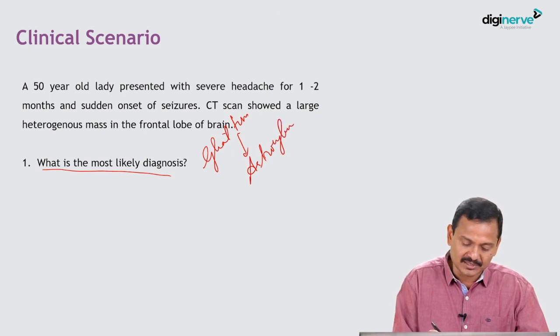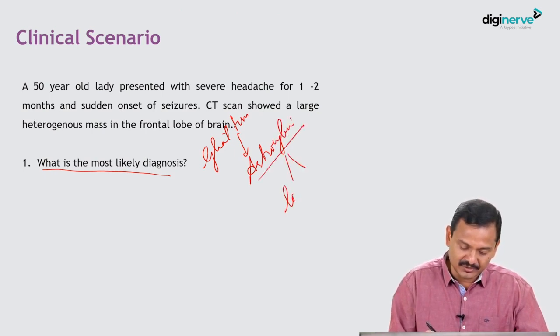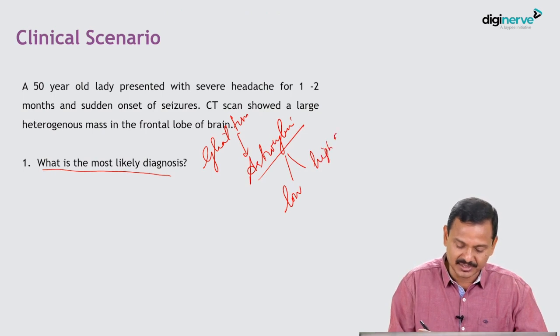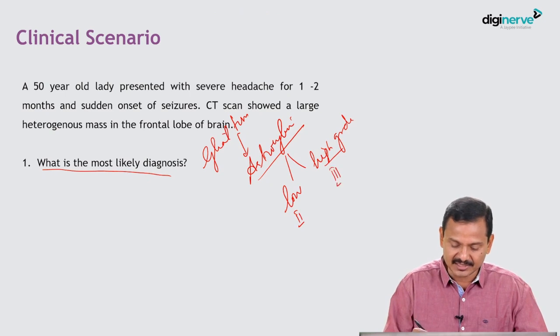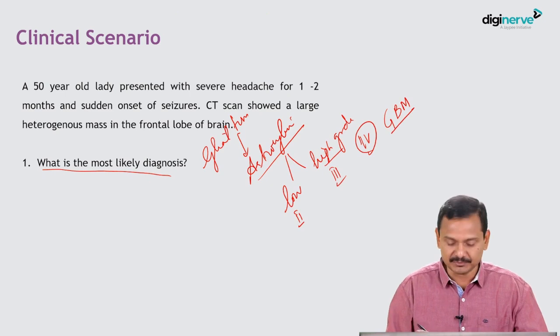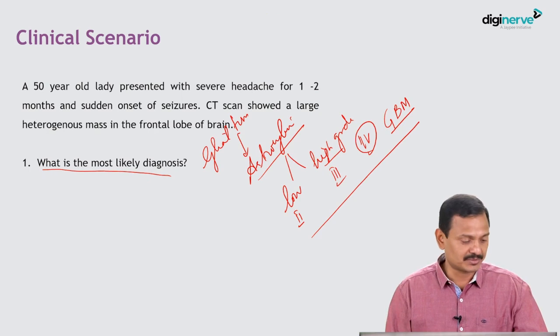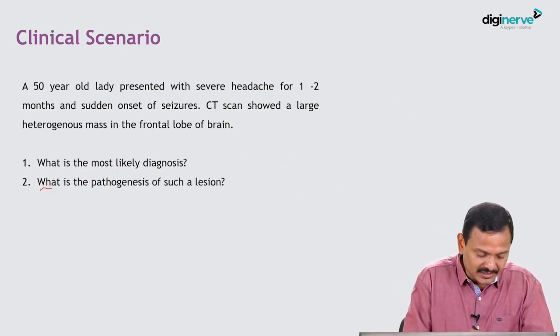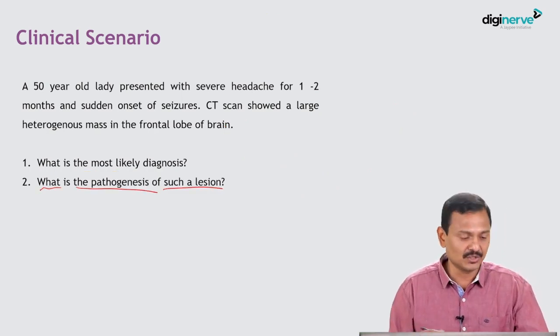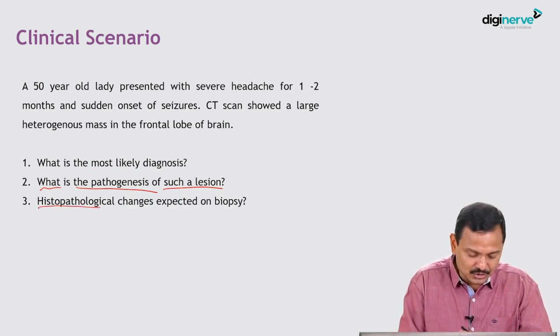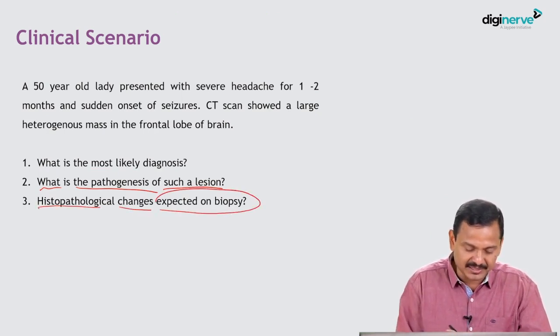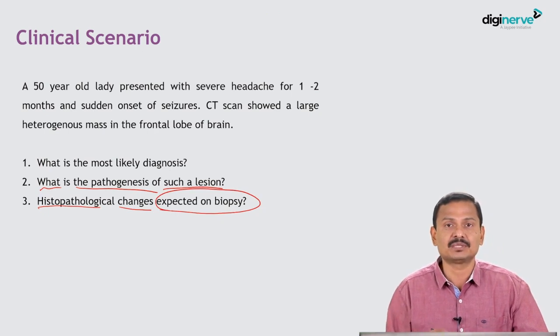Now astrocytoma can be low grade or high grade. Low grade is grade 2, high grade is grade 3, and grade 4 is GBM or glioblastoma multiforme, and we will learn about each of these tumors in our subsequent slides. What is the pathogenesis of such a lesion, and what are the histopathological changes expected in the biopsy, we will also be learning in our subsequent slides.